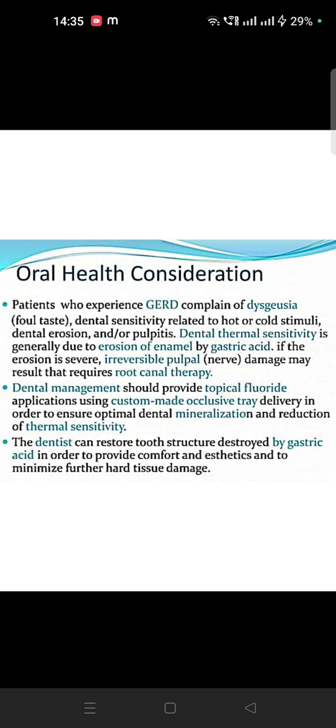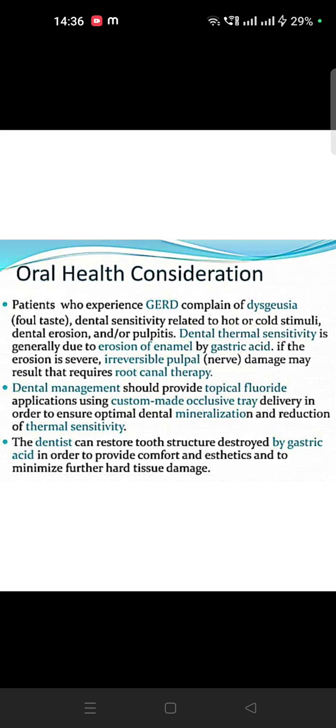Dental thermal sensitivity is generally due to erosion of the enamel by gastric acid. So here erosion will happen from the stomach acid. If there is irreversible pulpal damage, root canal therapy can be given. For dental management, fluoride application can be used with a custom-made occlusal guard in order to help the remineralization and reduction of the thermal sensitivities.